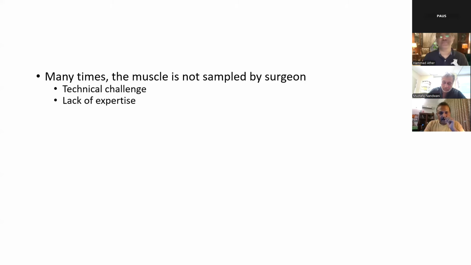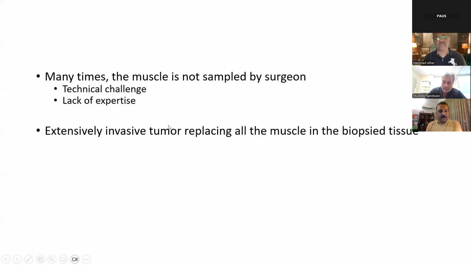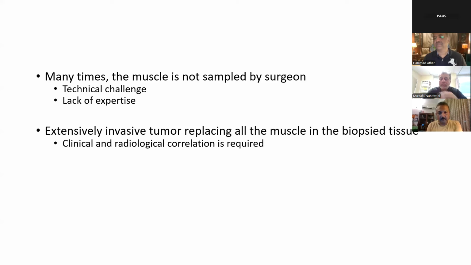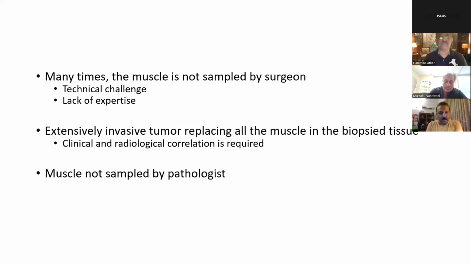In many cases, muscle is not sampled by the surgeon, and we know that this is technically challenging and requires expertise. But sometimes the tumor itself is so extensive that it eats up the entire muscle, and it gets very difficult, impossible, for the pathologist to tell. And that's where we ask for clinical and radiological correlation.